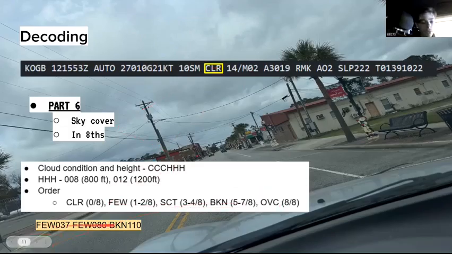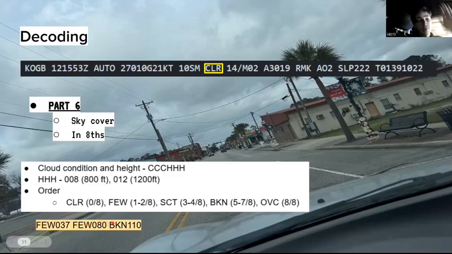So here's a more complex example of what you might see. Few clouds at 037. What does that mean? You have to translate it. You basically add two zeros after the last digit. So few clouds at 3,700 feet. Few clouds again at 8,000 feet. Then broken clouds, which means more cover, at 11,000 feet, adding two zeros again. So that's what it'll be like sometimes.